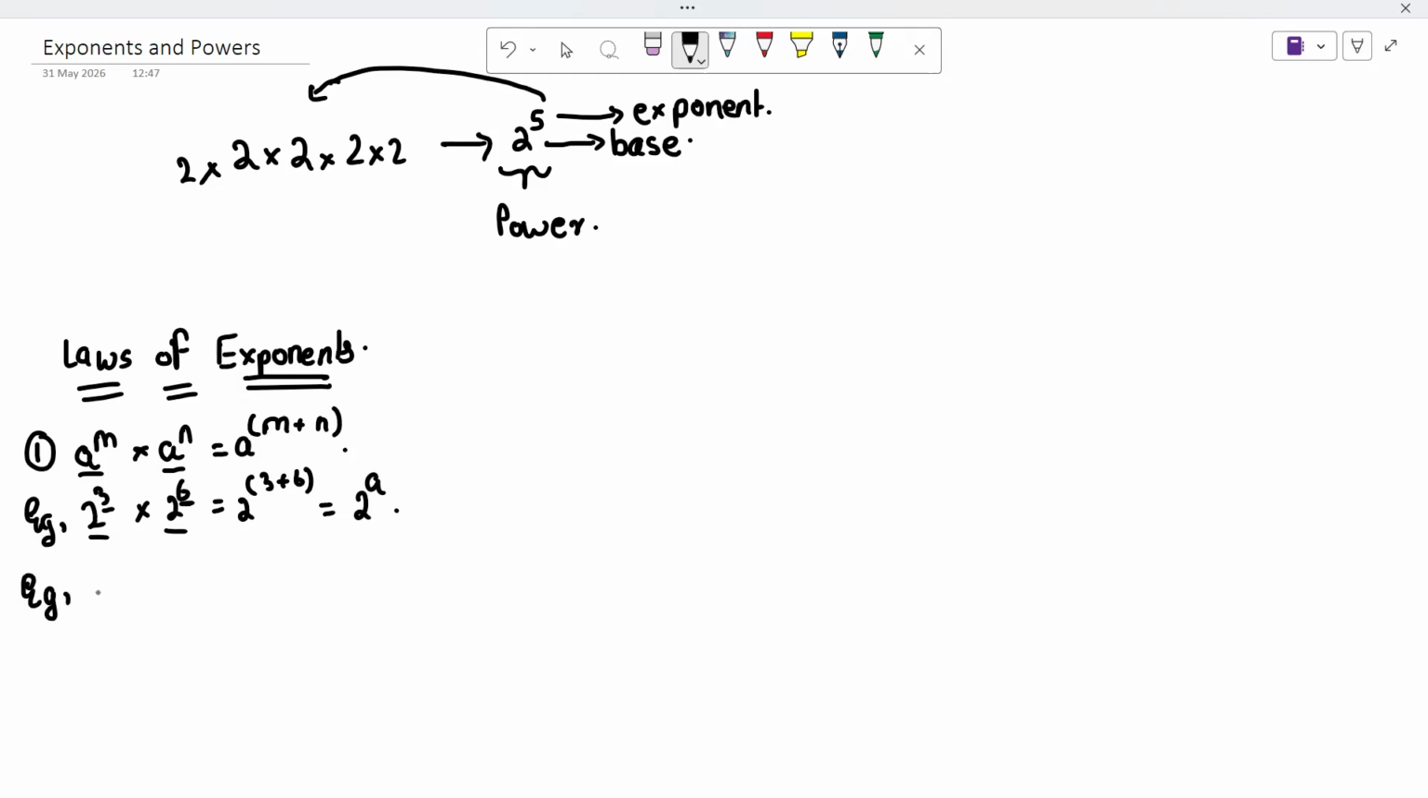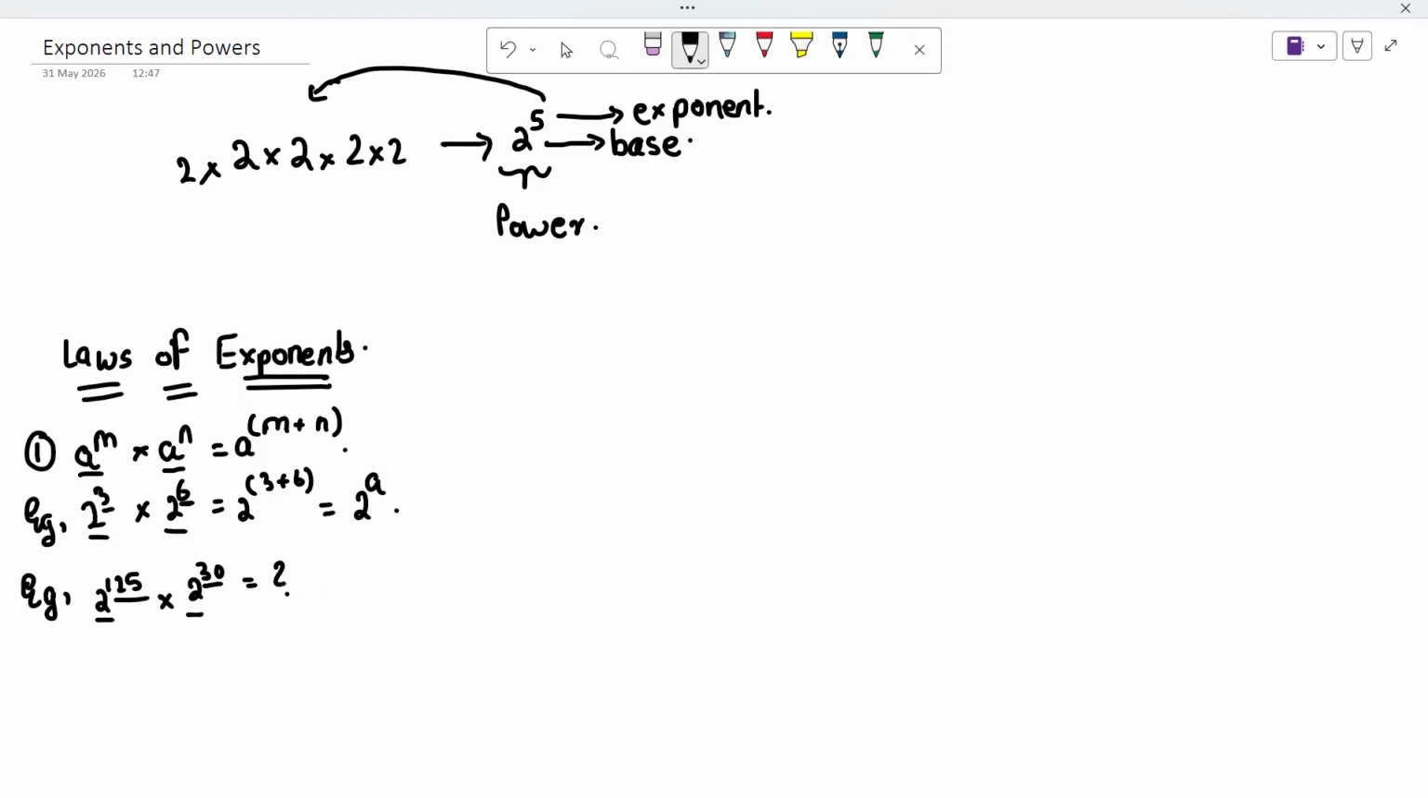So we'll take a big example this time. 2 power 125 into 2 power 30 is equal to what? So here you notice that bases are same, exponents are different. So what you'll do? We can add the exponents. Because the first law of exponents says a power m into a power n is a power m plus n. It's also very catchy, so you can remember clearly.